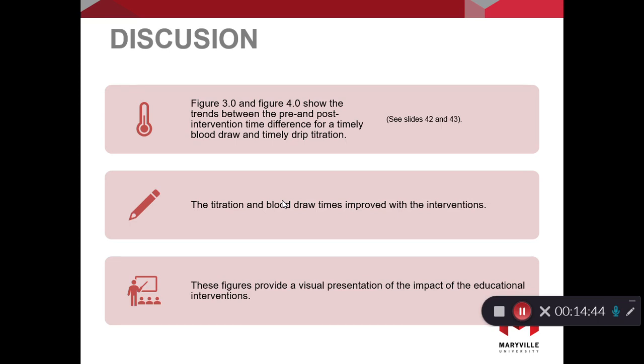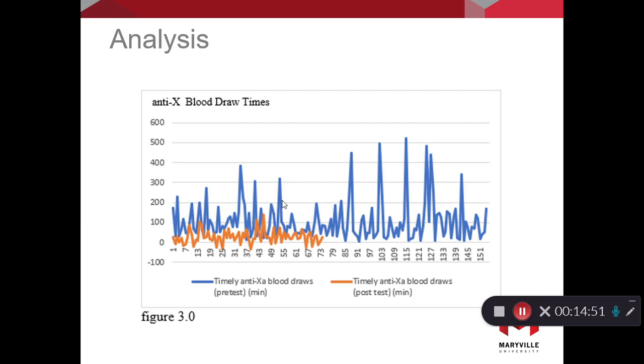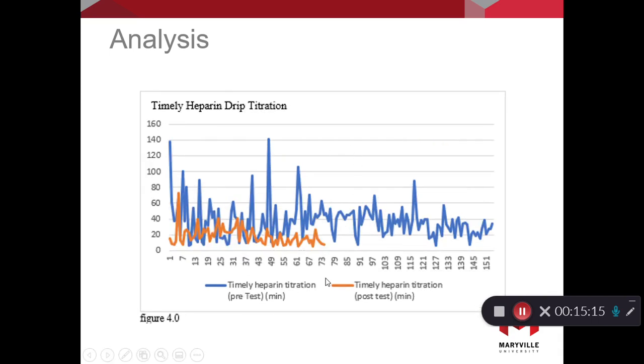Titration and blood draw times improved with the educational intervention, as you will see in figure 3.0 and figure 3.4. Figure 3.4 reflects the pre and post intervention images graphed for the timely anti-XA blood draws. The brown indicates the timely anti-XA blood draw after, and the blue is the pre. And you can see some differences right there. Here, figure 4.0 reflects the timely heparin drip titration, and you can see how the time decreased in the post compared to the pre.